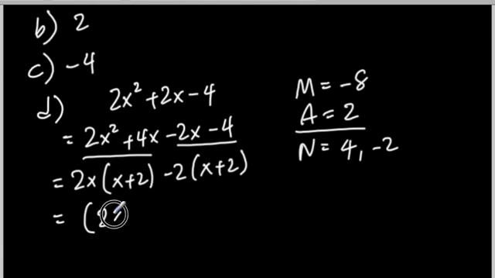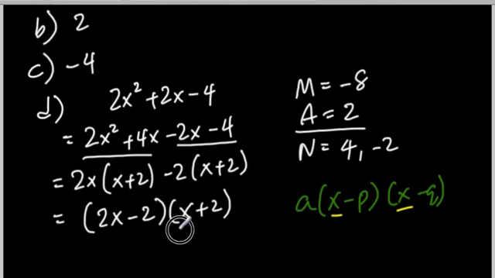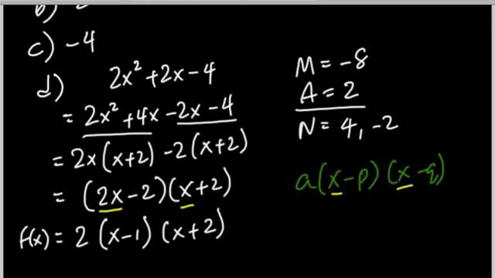Then we factor this out, so it's 2x minus 2, and that's x plus 2. Now remember, what we want is a x minus p, x minus q. This is the factored form, and we want these x's to be positive. So here x is positive, and x is also positive here, but there's a 2 in front, so we have to factor that out. So let's do that. So that's equal to 2x minus 1, x plus 2, and this is the factored form.